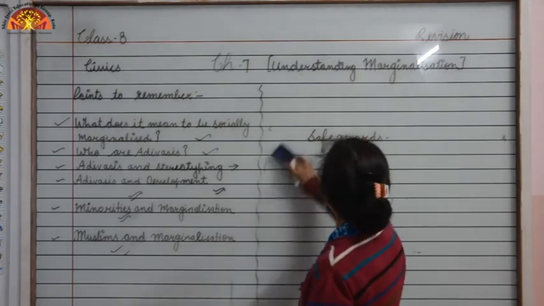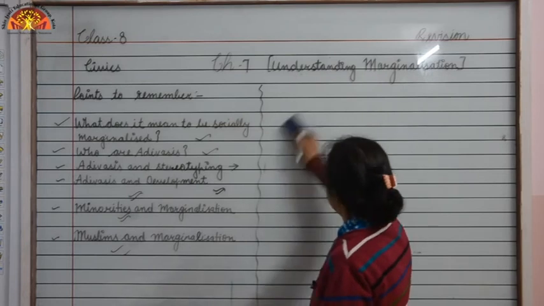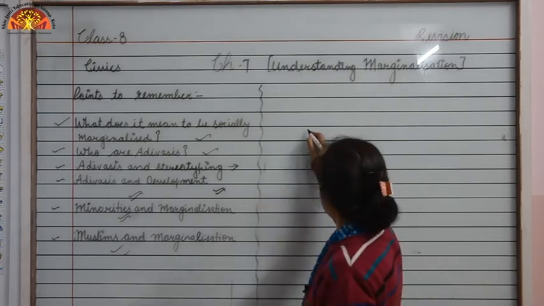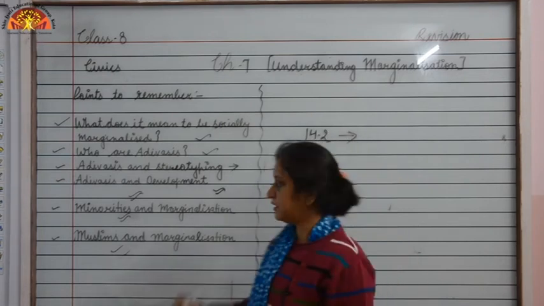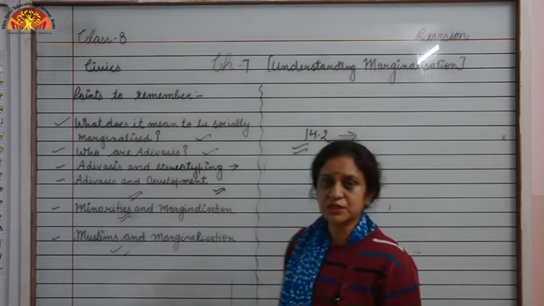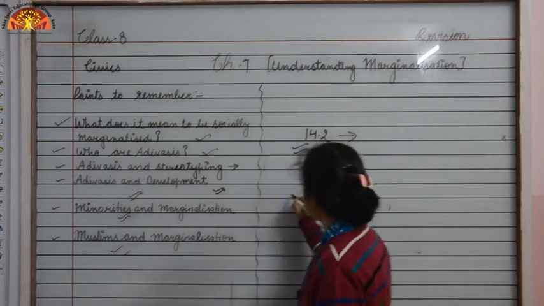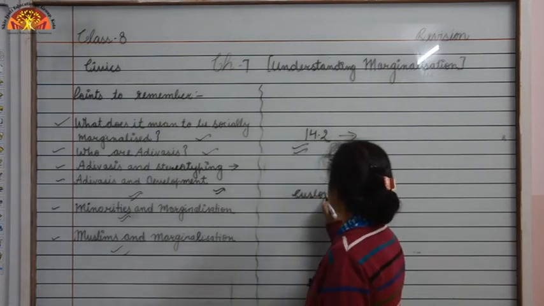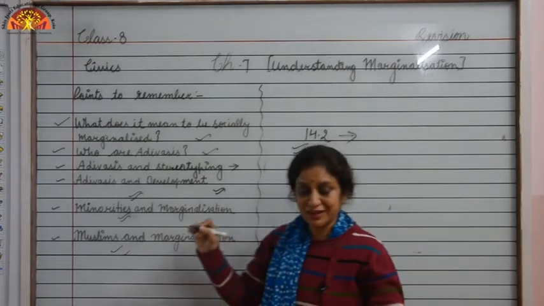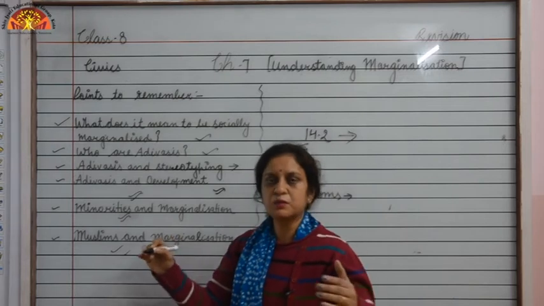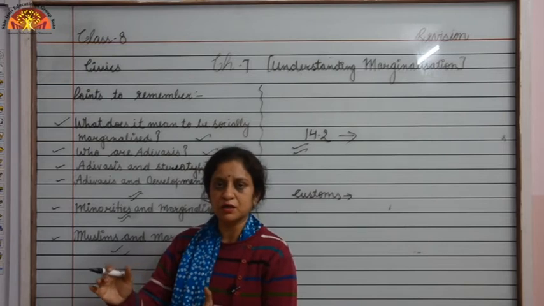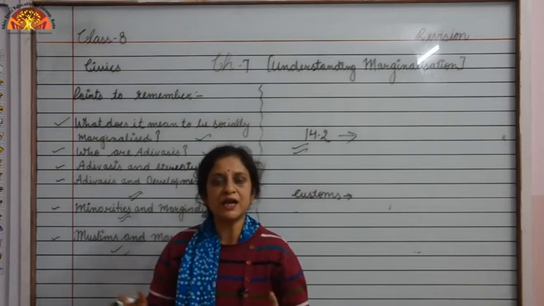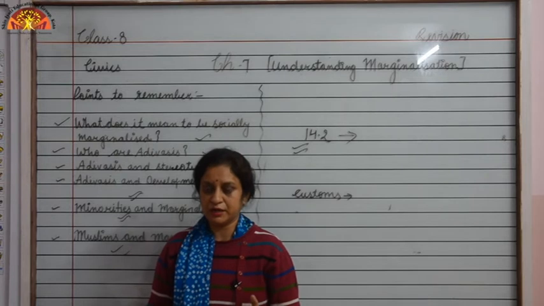As I have told you, Muslims are 14.2% of the total India's population. That's why they come under the category of marginalization. And their customs, the way they dress, they wear a fez or burqa, that makes them different from the mainstream, and they tend to be identified differently.